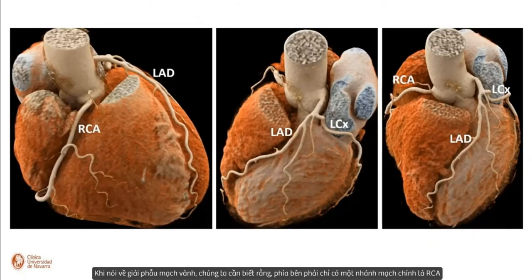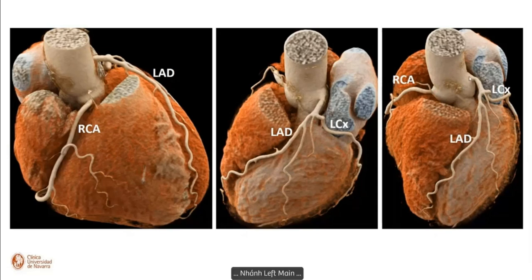When we talk about coronary anatomy, we need to know that on the right side we only have one artery, which is called the right coronary artery or the RCA. And on the left side we also have a left coronary artery, which has different parts. It starts with the left main and then will divide into the left anterior descending coronary artery and the left circumflex coronary artery. Here you see very nicely the right coronary artery, the left main, the left circumflex, and the left anterior descending coronary artery.